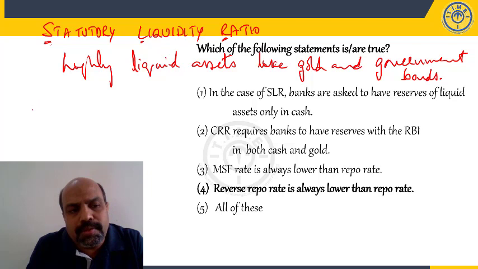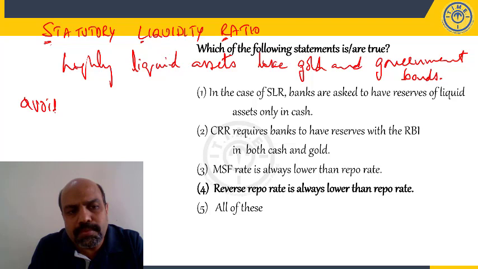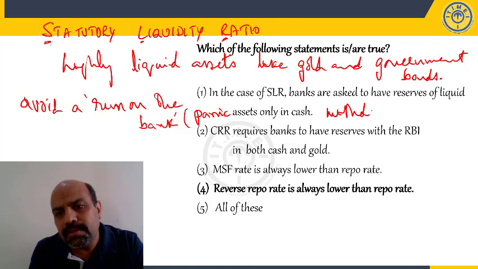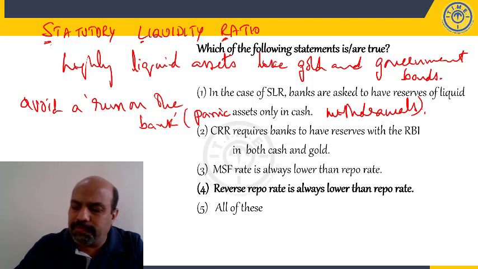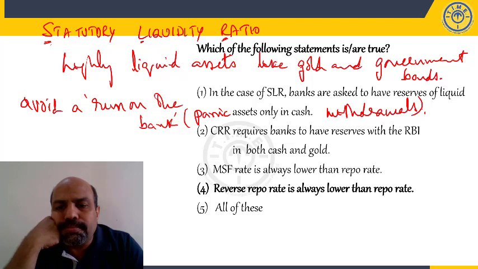The primary aim behind maintaining SLR is to avoid a run on the bank. In brackets, panic withdrawals. Panic withdrawals. Full stop. See, the government says, the RBI tells banks that look, 3.5% CRR you have to keep with us.